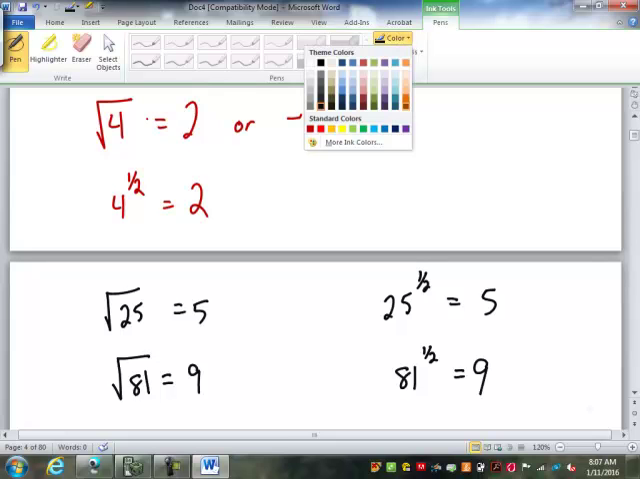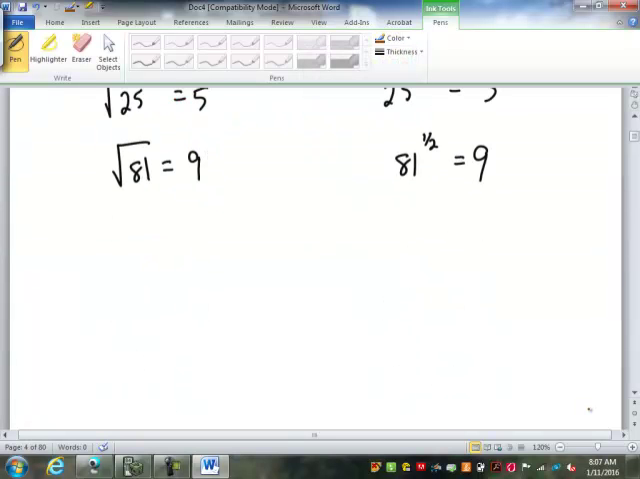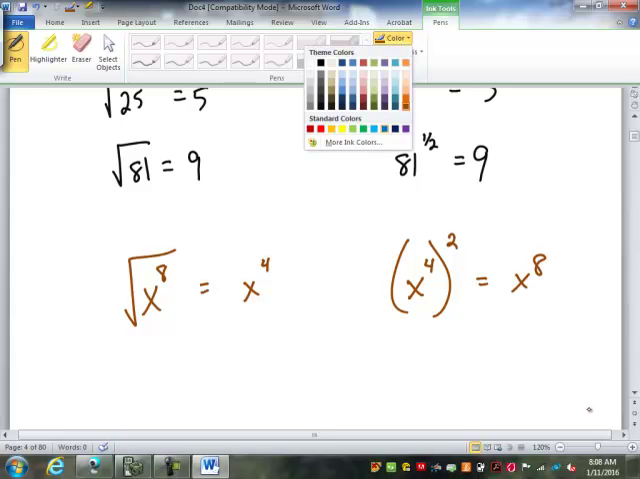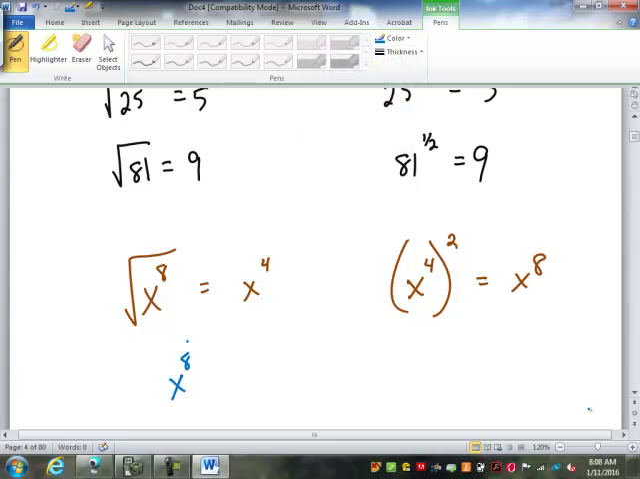I'm going to show you with my exponents. What's the square root of x to the 8th? X to the 4th. Why? Because x to the 4th squared, 4 times 2 is 8, x to the 8th. The other way I could turn x to the 8th into x to the 4th, x to the power 1/2, I multiply the powers. 8 times 1/2 is 4.